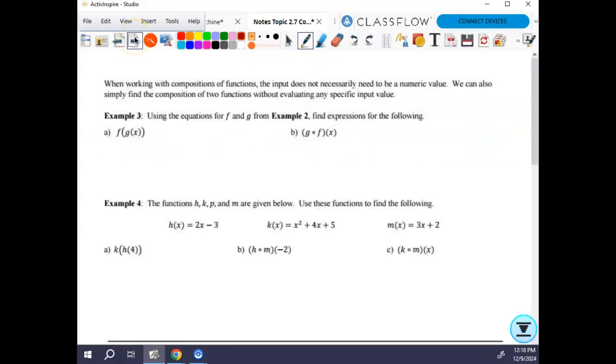All right, so on the next one, we're going to use the same equations. So they're not here. We're going to need to rewrite them so that we don't have to flip. f of x equals 3x minus 5. And g of x equals 2x plus 1.